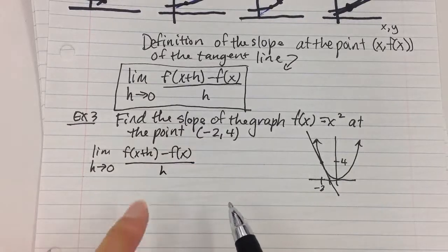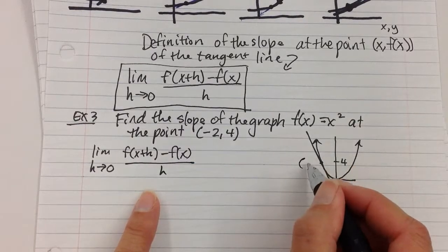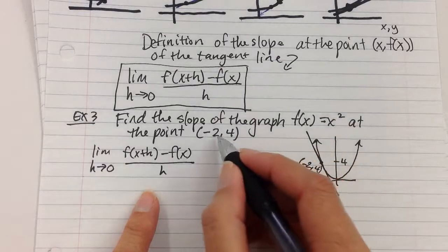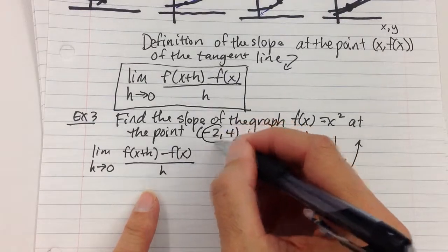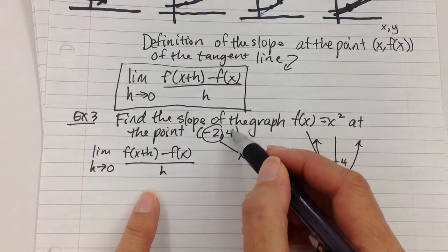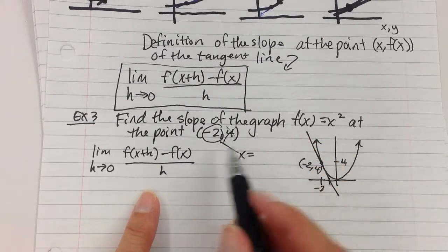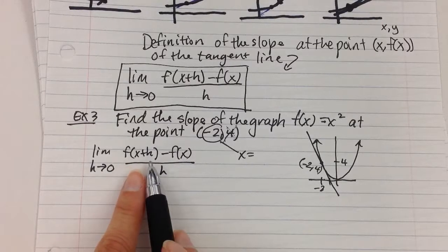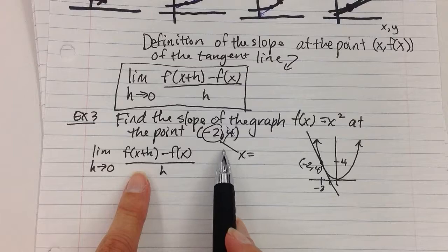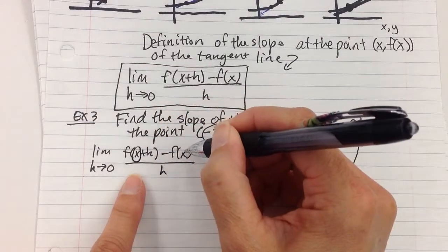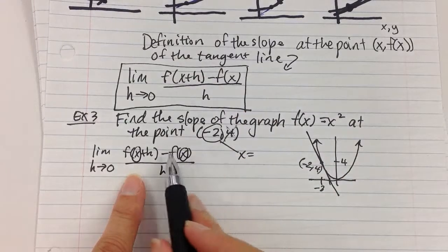h. Okay, and since they're giving us a point to plug in, what, (-2, 4)? So this is the point they're giving us. All we really care about is what the x is equal to. I'm not even going to use this y. The y is irrelevant to our work. We just care about where the x is. Okay, so since my point is -2, we're going to plug in -2 for my x coordinate right there.